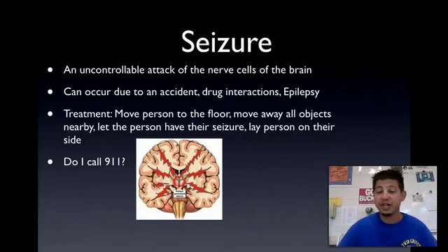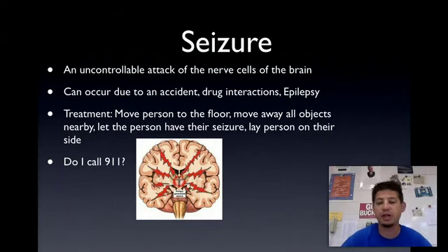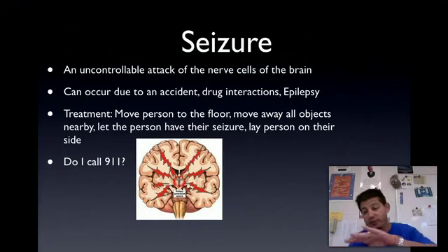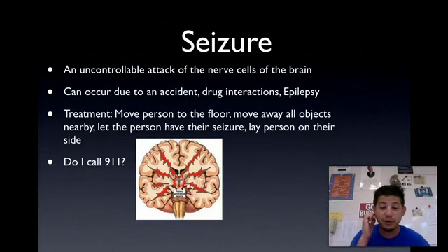Lay the person on their side. The reason why we lay the person on their side is they might tend to vomit. If a person is laying down on their back and they vomit, then now we have probably a choking situation. So you turn them over on their side, and if they do vomit, they'll be throwing up on the ground. And the last thing, do I call 911?